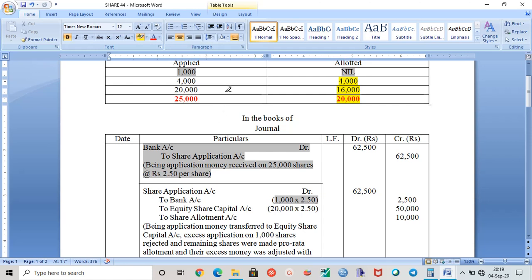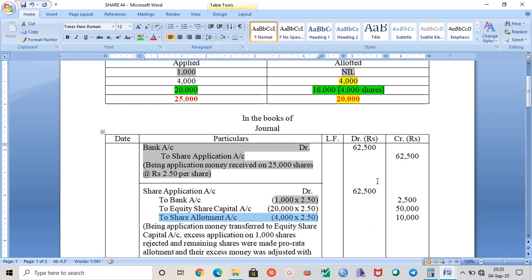Now you can see in this particular section, 20,000 shares were applied for, but only 16,000 shares were allotted. So how many extra shares do you have here? 4,000 shares are extra. 4,000 into 2.50 will be 10,000, and this 10,000 is the money that is to be adjusted with allotment. That's why we are writing here to share allotment account.